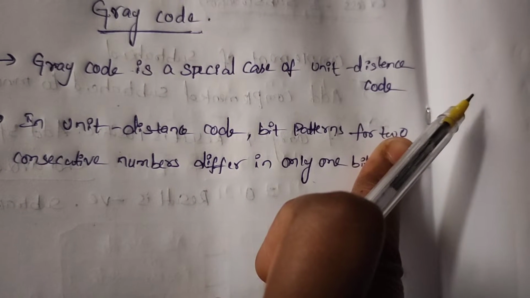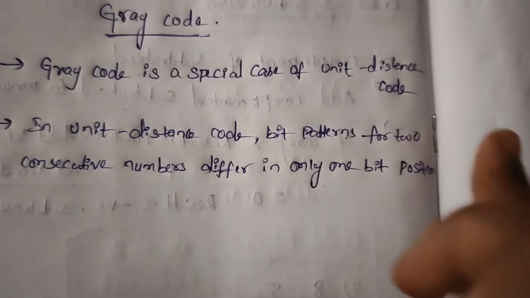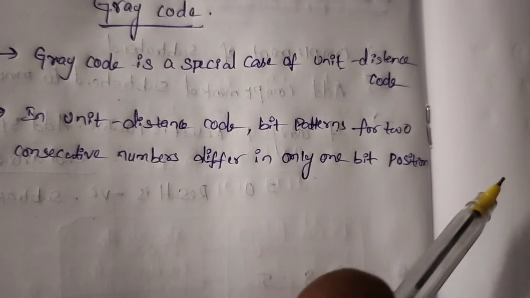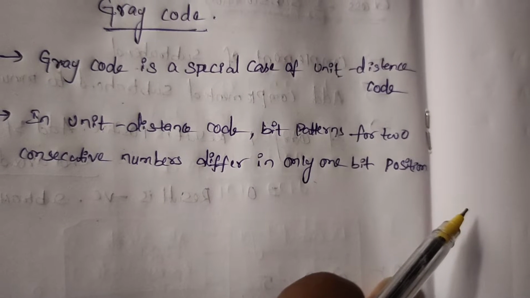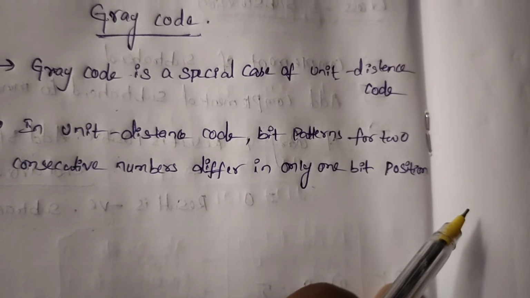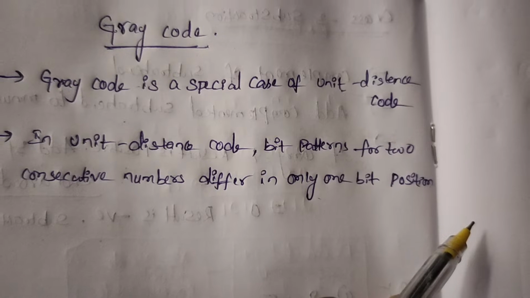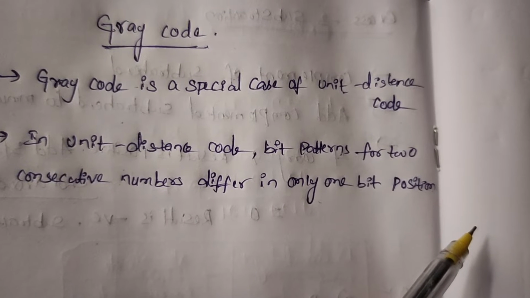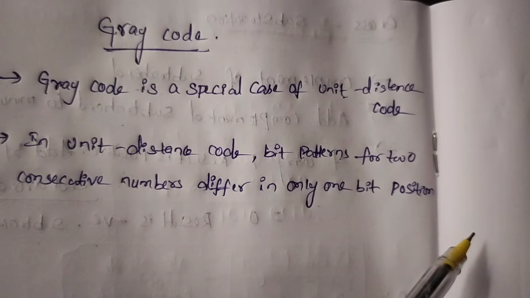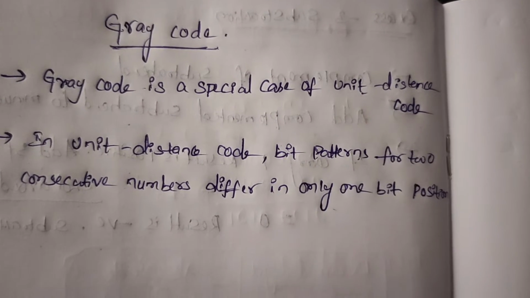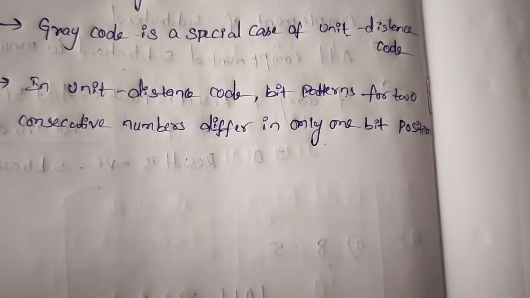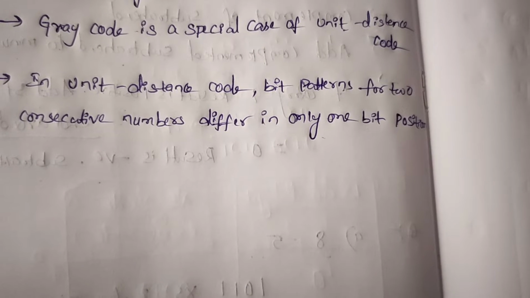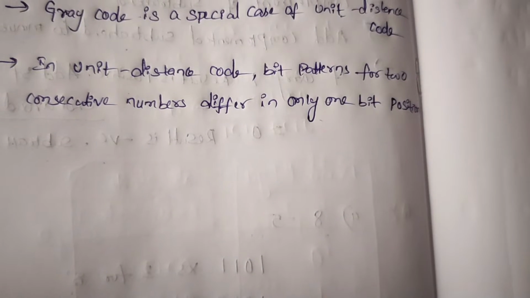What is this unit distance code? Unit distance code is nothing but bit patterns for two consecutive numbers that differ in only one bit position. So if you take any two adjacent or consecutive numbers, they differ in only one bit position. For better understanding, we will see the decimal numbers 0 to 15 in binary and gray, so that we can understand this meaning.